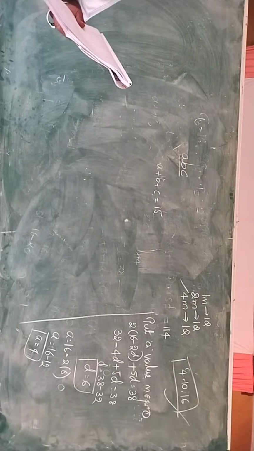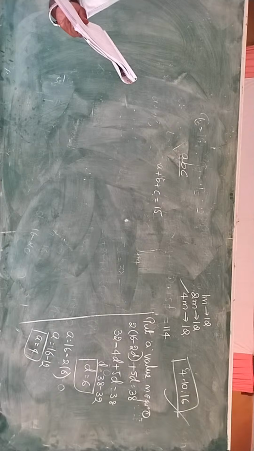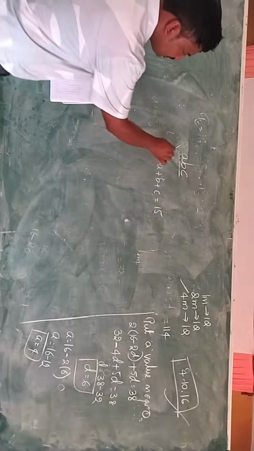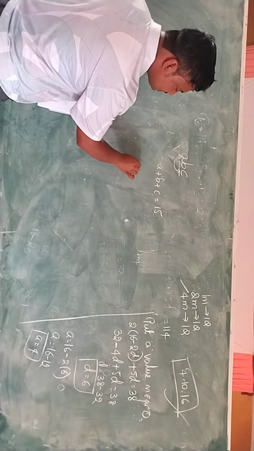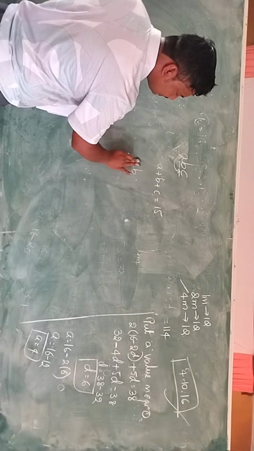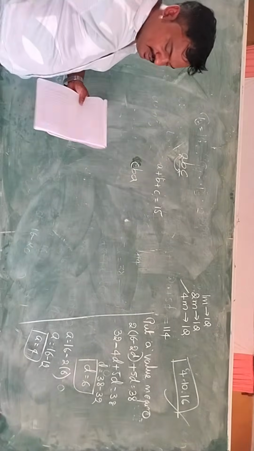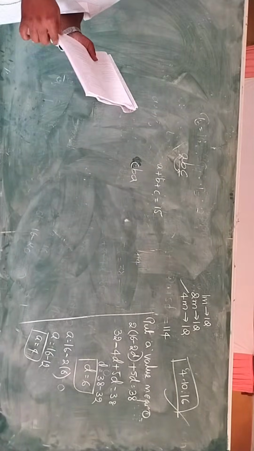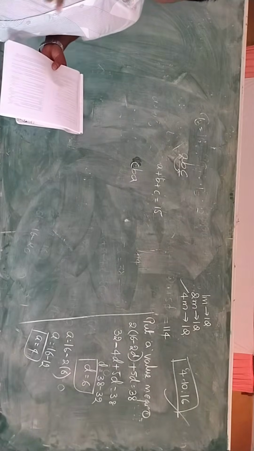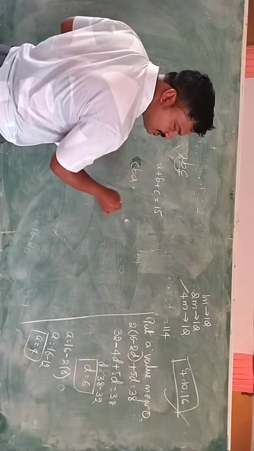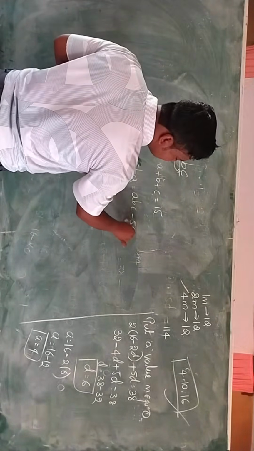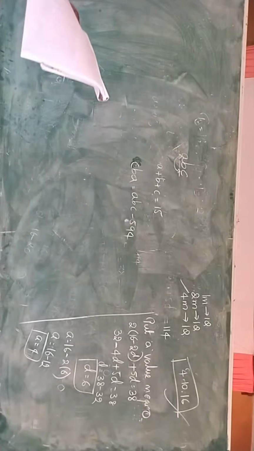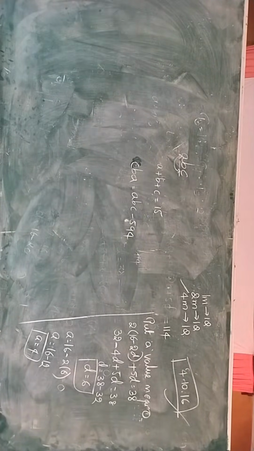And the question continues. If the digits of the units place and hundreds place are interchanged, here we interchange the units place and hundreds place, so it becomes CBA. Then the number obtained is 594 less than the original number. ABC minus 594 gives CBA. Then find the original number.